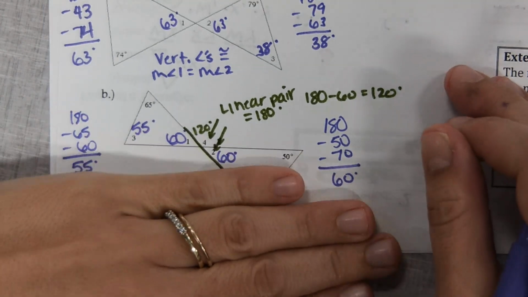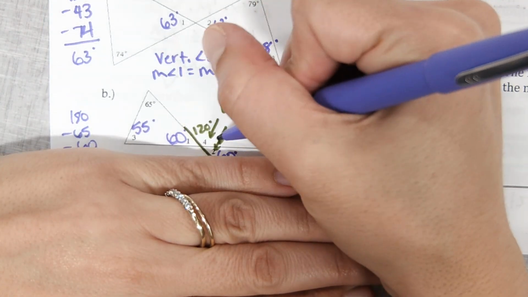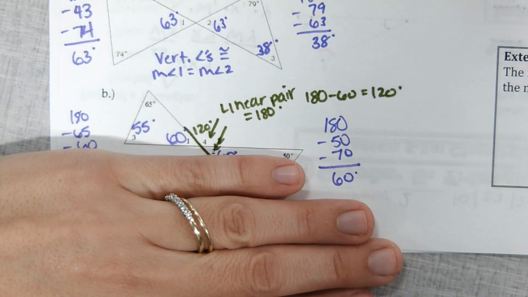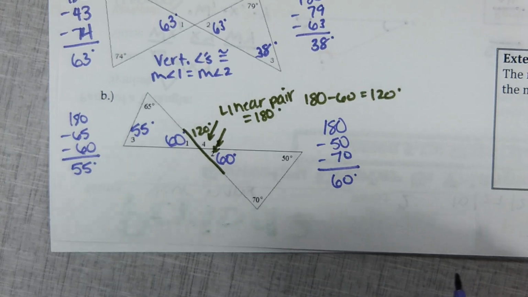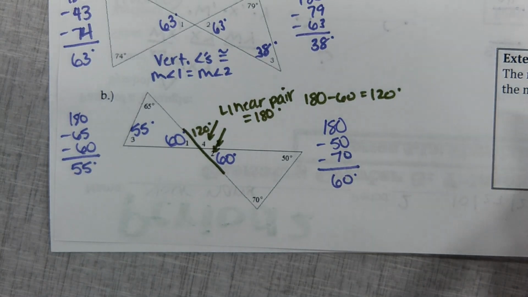And then also, you could have seen the linear pair this way too. Same thing, 180 minus 60 would be 120. So either way, with these, there's often more than one way you can figure stuff out. Just work through it like a puzzle.